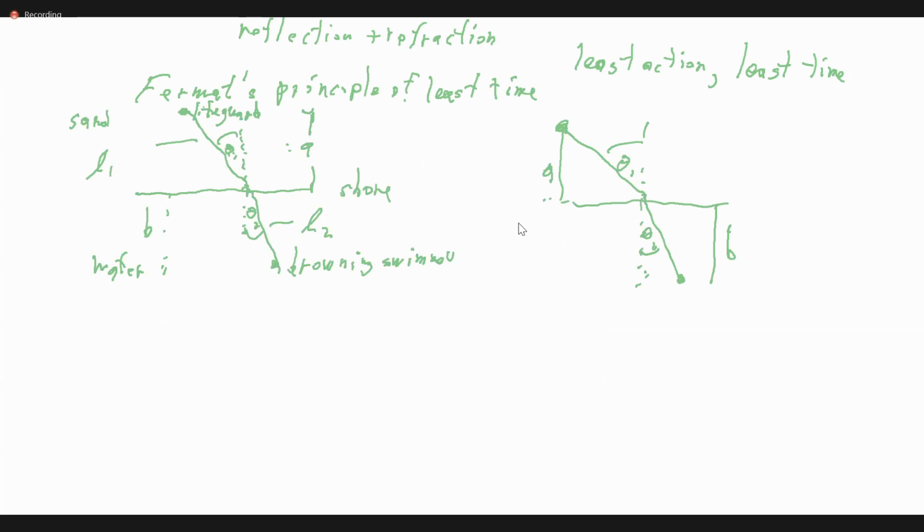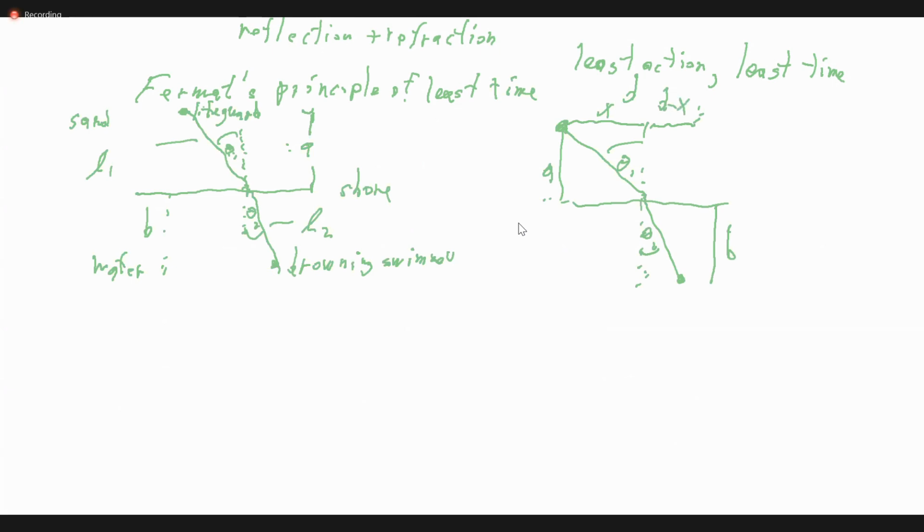And the total distance is D, okay? This total distance from here to here is D. So this is X, from here to here is X, and from here to here is D minus X.